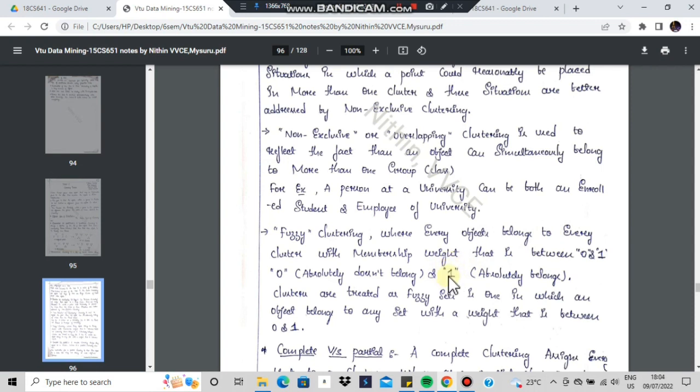If it is closer to 1, we'll assign that value, whatever the decimal value comes. If it is not close, we will be assigning it close to 0. Okay, that's what fuzzy clustering is.